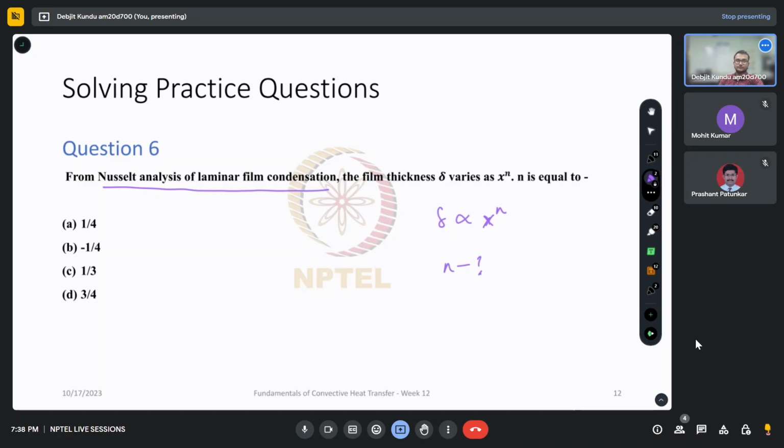That is the question. So for some context, this is a cold surface. Film condensation takes place on this, and as a result, this is the layer of liquid which flows down. Now, this is my y, this is my x, and this is the film thickness delta. Now I'm saying that this delta is proportional to x to the power n. What is the value of n as achieved from Nusselt analysis of that laminar film condensation?